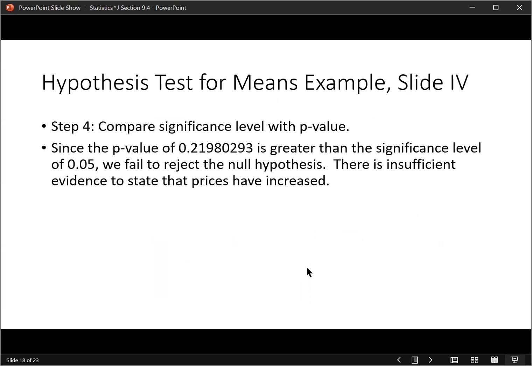And then the final step is to compare the significance level with the p-value. The p-value is this, the significance level is that. The p-value is greater. If the p-value is greater, then you fail to reject, so there's not enough evidence to support the case that the prices have increased.